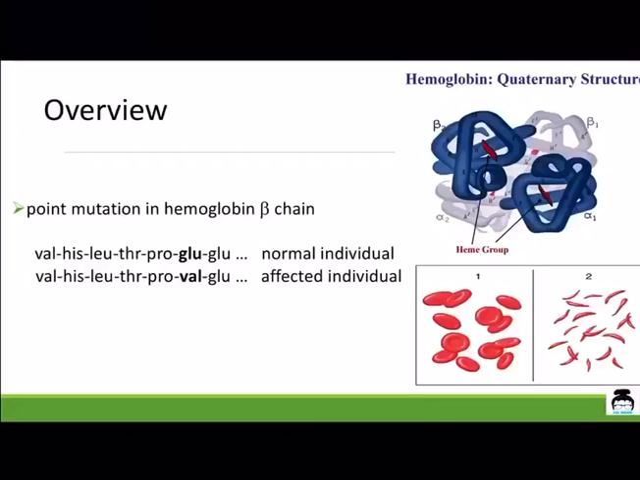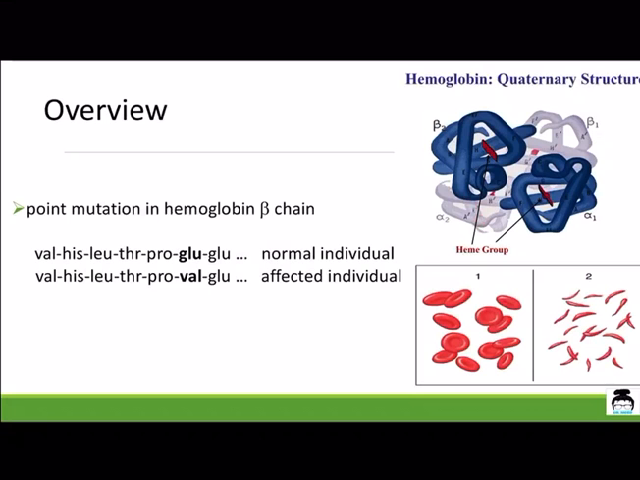Let's go with sickle cell anemia. Now remember this diagram from the previous video? This is a hemoglobin structure. Remember, hemoglobin has the ability to form quaternary structure. You have this tertiary structure over here, this tertiary structure over here, this tertiary structure over here, and this tertiary structure over here at the back.